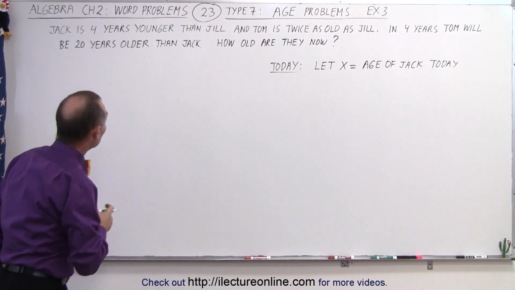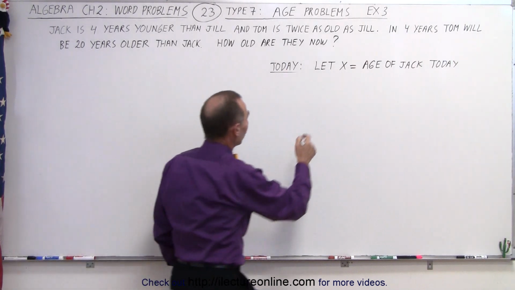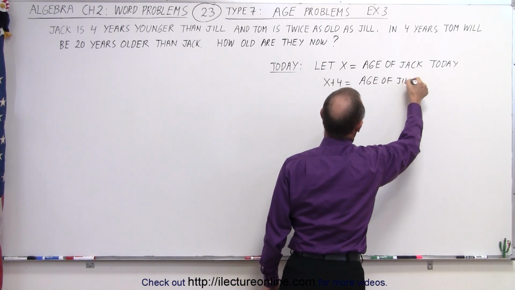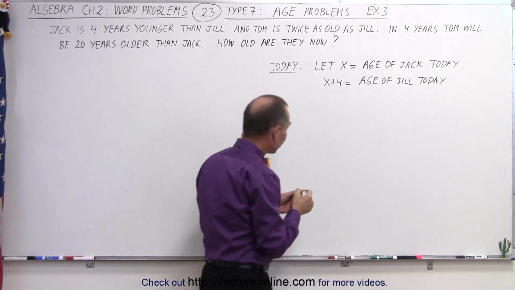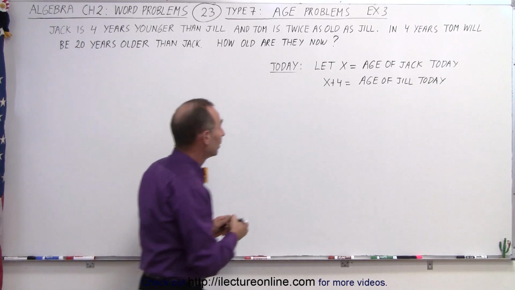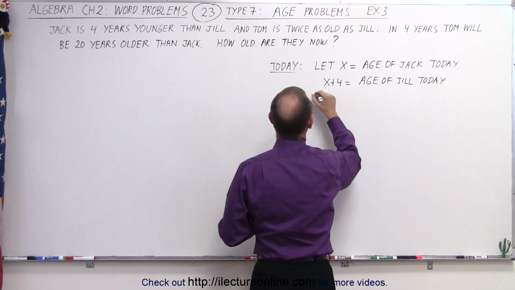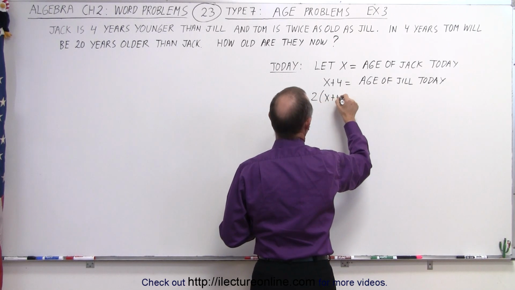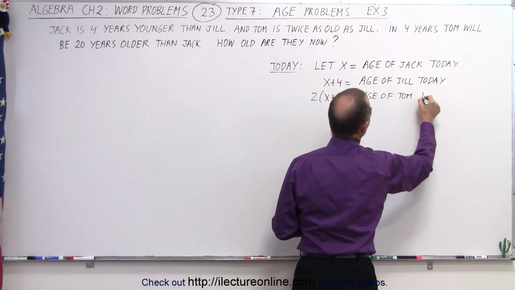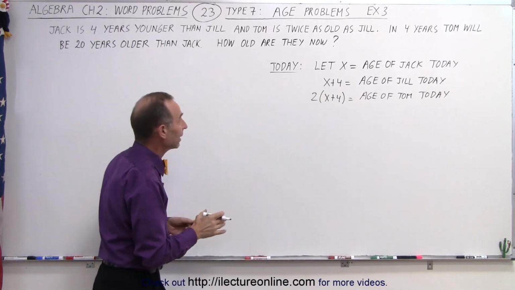Since Jill is older than Jack, because Jack is 4 years younger than Jill, we can write that x plus 4 is equal to the age of Jill today. And finally, the third person, Tom is twice as old as Jill, and that is today. So twice that, because this is the age of Jill today, so 2 times x plus 4 is equal to the age of Tom. And again, that would be today. We want to be very specific that we say these are the ages today.